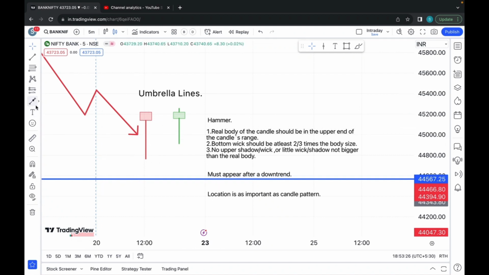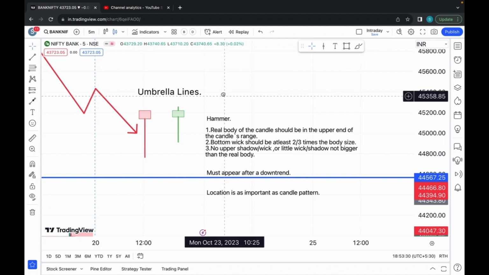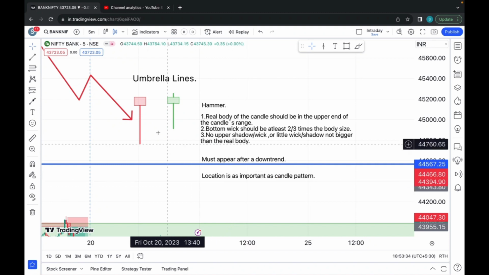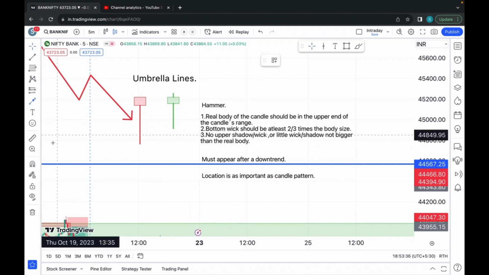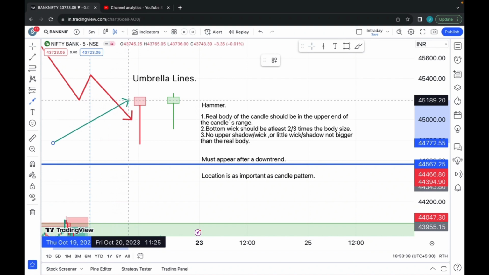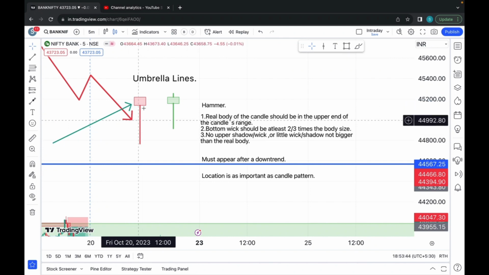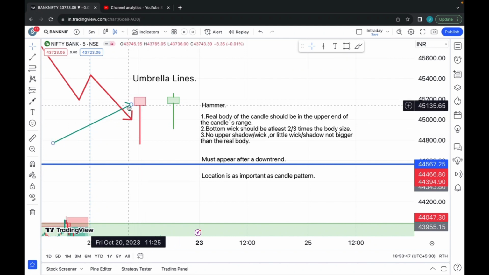Now, how to make use of this, or how exactly to take an entry, we'll also talk about that. Where to take an entry? Simple, you must always take an entry at the candle's closure. Suppose this is a 5-minute candle, you will enter at this candle's closing, that is just about 5 seconds before the candle closes. That is when you should enter.